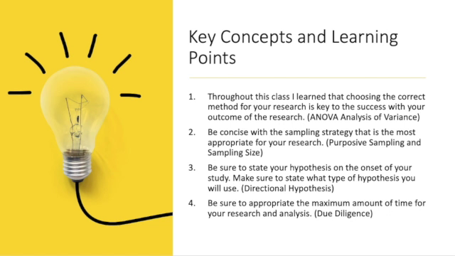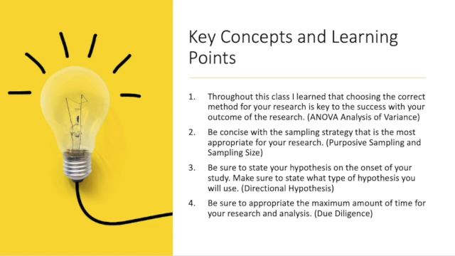Number 2, be concise with a sampling strategy that is the most appropriate for your research. In my case, it was purposive sampling and the sampling size. So I needed to make sure that I understood who was going to be participating, why they were going to be participating, and for me, that was purposive sampling. I had knowledge of the participants. I had already had experience with them, and it was going to allow me to kind of select the right participants for my research. Also, it's also appropriate to know about your sampling size. In my case, it was 100 participants. So I had to select the 100 best that are representative of the entire population of the middle school.